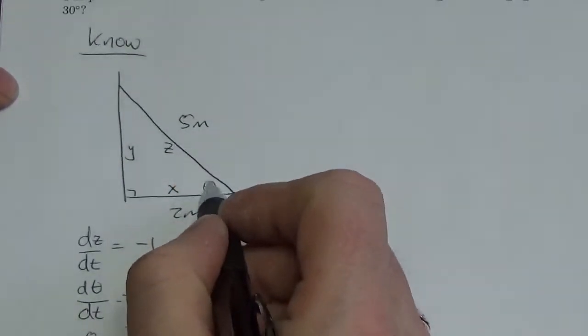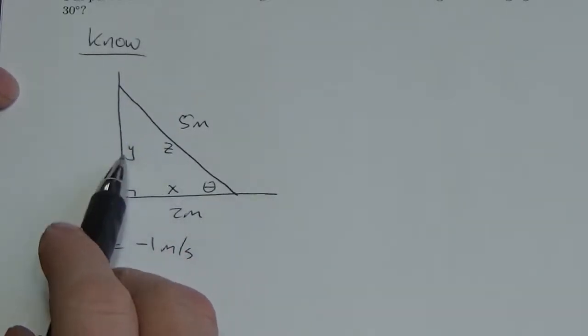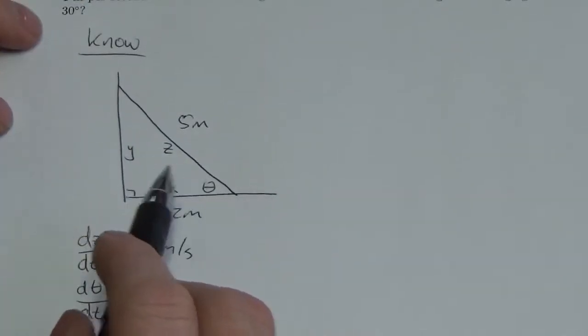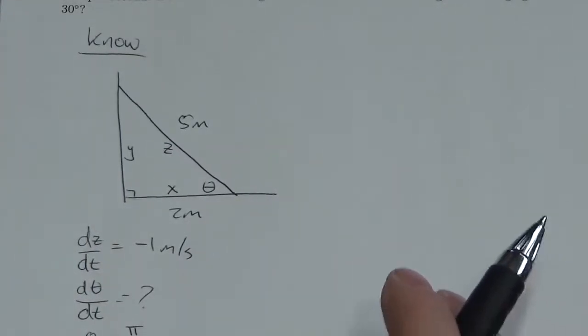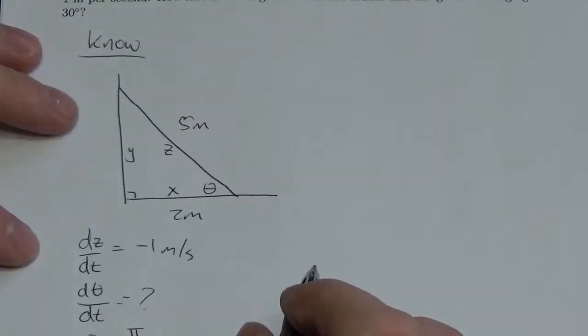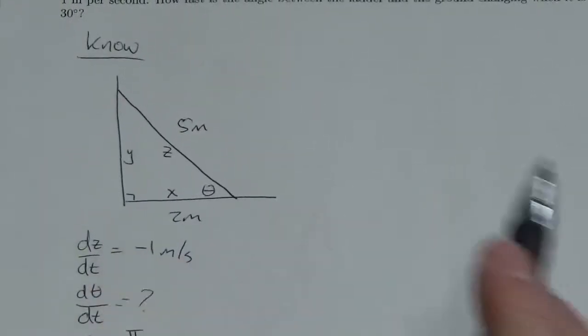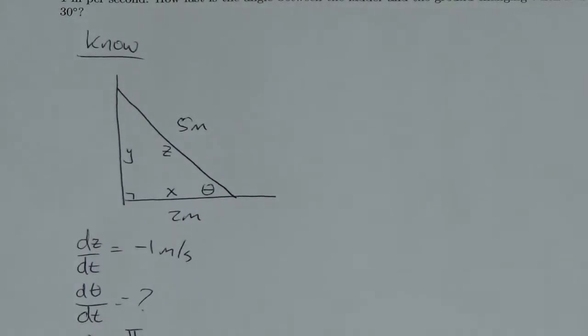Here's my theta. That's what's important here. Now, my y is changing, it's collapsing, but I haven't been given any information about that, and I'm not asked about it. Z is changing, and I've been given some information about that. It's -1 meters per second. And X isn't. Well, I like the fact that X isn't. I really like that, because when I build my equation, I can throw that in as a value immediately.